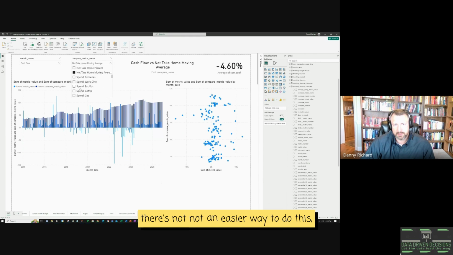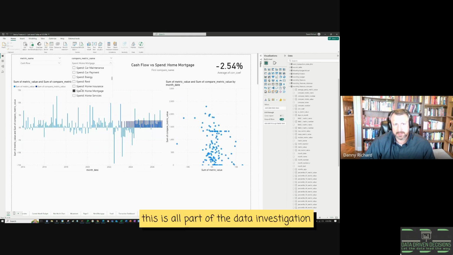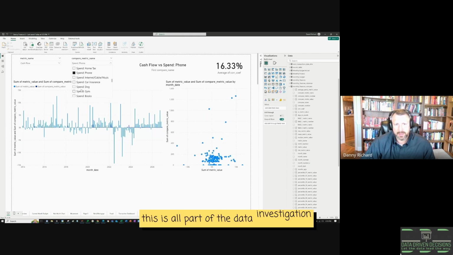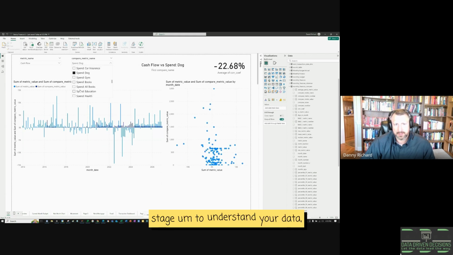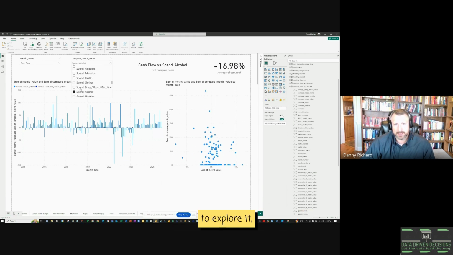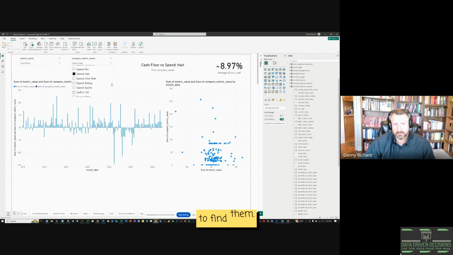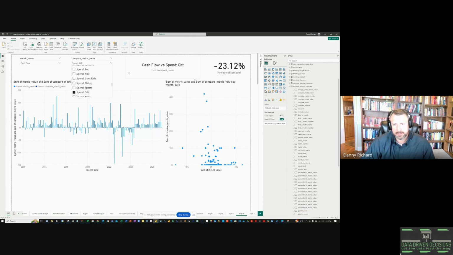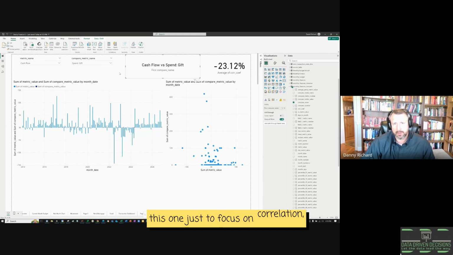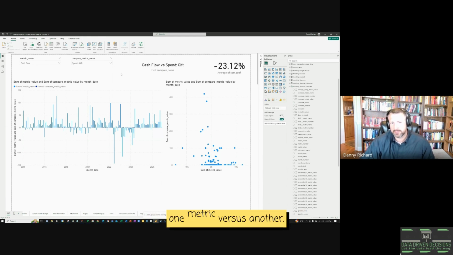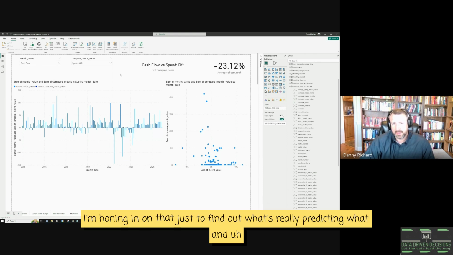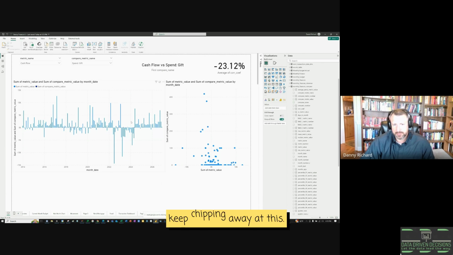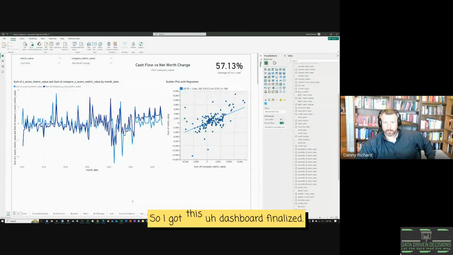Yeah, there's not an easier way to do this. This is all part of the data investigation stage, to understand your data, to explore it, to understand the patterns, to find them. And just putting the data in different shapes allows for different visualizations to be made. So yeah, this one, just to focus on correlation, one metric versus another. I'm honing in on that just to find out what's really predicting what, and I'll just keep chipping away at this. All right, so I got this dashboard finalized.